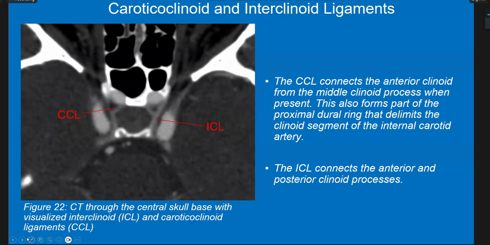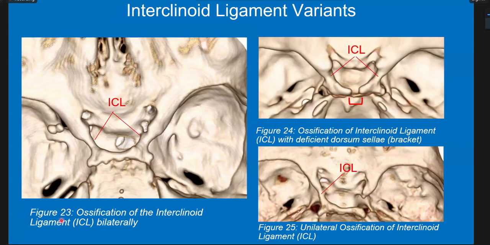Here you have ossifications of this structure. For example, here you have this bony bridge between the anterior and the posterior clinoid processes. Here it's bilateral. So this is what we call the interclinoid bridge. Here you have a deficiency of the dorsum sellae, but you have bilateral interclinoid bridges. And here you have an example of a unilateral interclinoid bridge representing ossification of the interclinoid ligament.